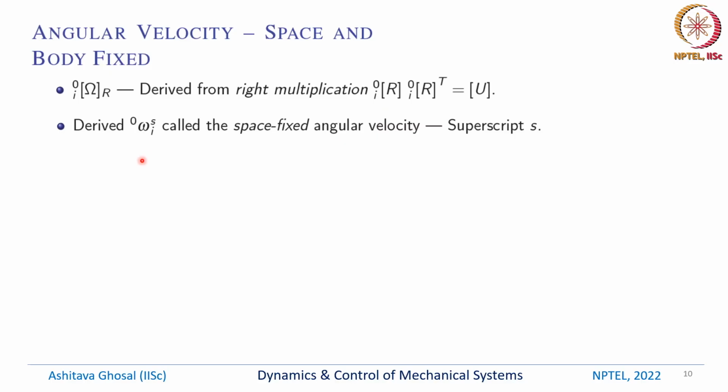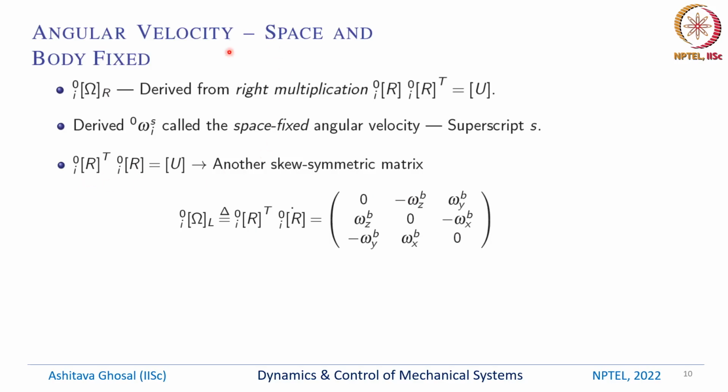And the angular velocity vector which we obtained from R dot R transpose is 0 omega I s. This s here stands for space fixed angular velocity. So this superscript s is from this right multiplication, then the time derivative, and then R dot R transpose, and whatever angular velocity vector we extract from the skew-symmetric matrix is called space fixed angular velocity. We will see later that there is a nice interpretation of space fixed.